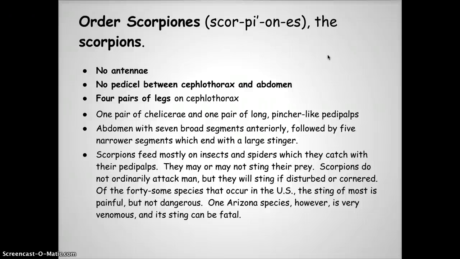The abdomen has several broad segments, and it's followed by 5 narrow segments, which at the end has the large stinger. Again, good place to pause if you need to write some things down and want to read that last paragraph to learn a little bit more about them.